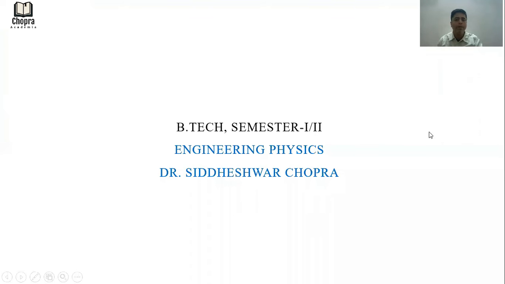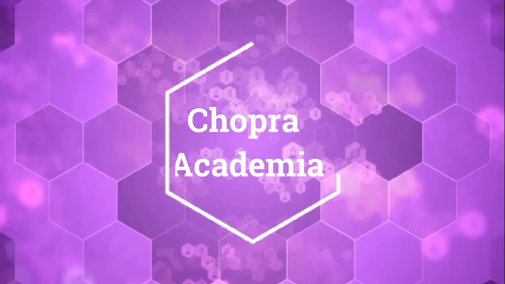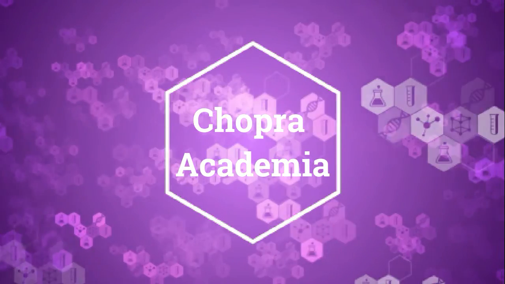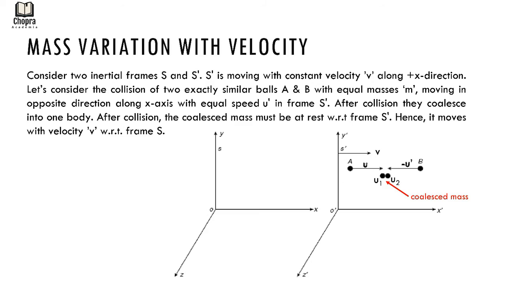Hello everyone. Today we'll be learning about the mass variation with velocity. Let us consider again two inertial frames S and S dash such that S dash is moving with constant velocity v in positive x direction.